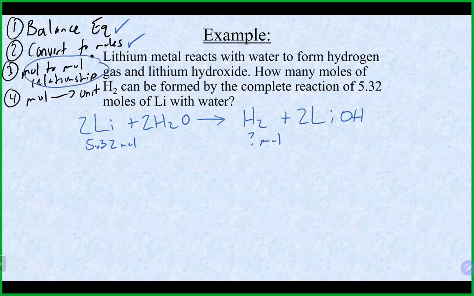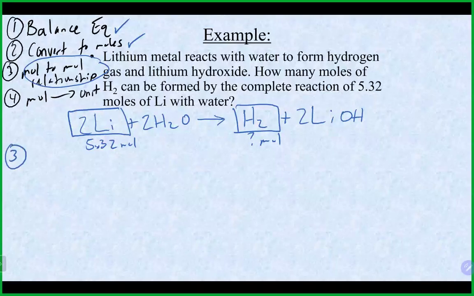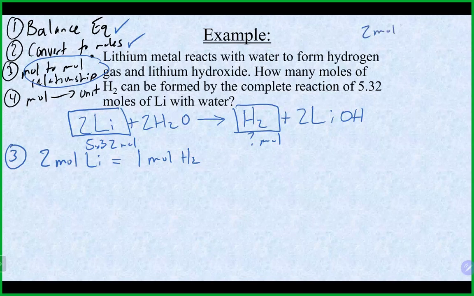So we're going to look at the equation and find the 2 things we're interested in. One thing is what they gave us, which would be the lithium. The other thing is what we're trying to find, which would be the hydrogen. And in this case, from the equation, we can see the coefficient is 2 for lithium. So that means for every 2 moles of lithium, I will get 1 mole of H2, which once again will give you 2 conversion factors at your disposal: 2 moles of lithium over 1 mole of hydrogen, or 1 mole of hydrogen over 2 moles of lithium.